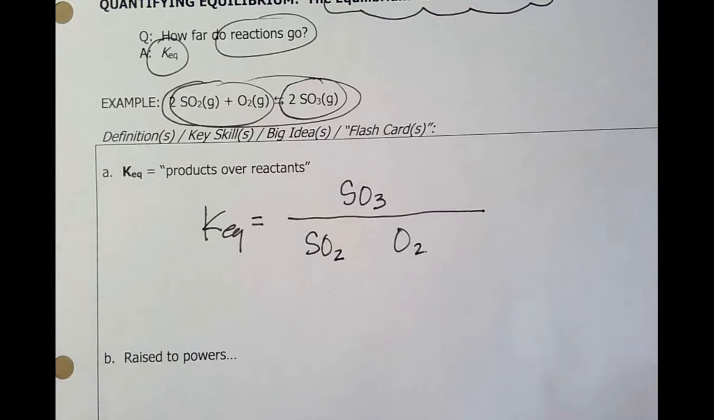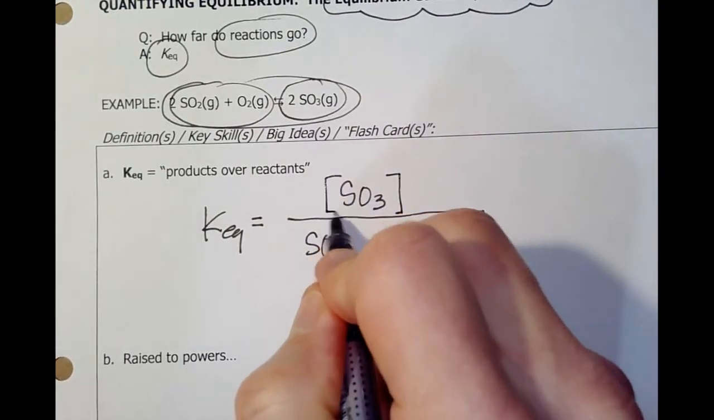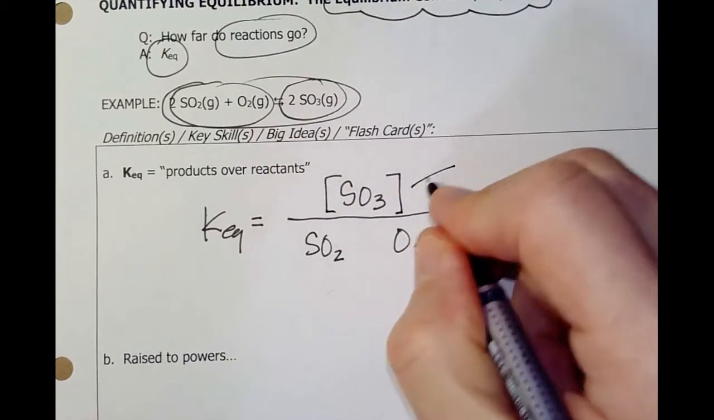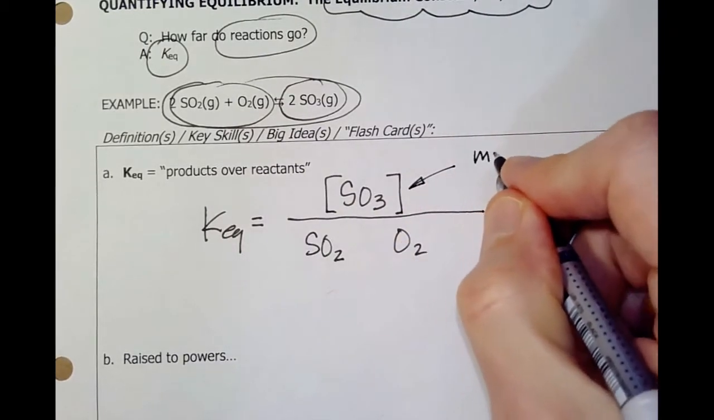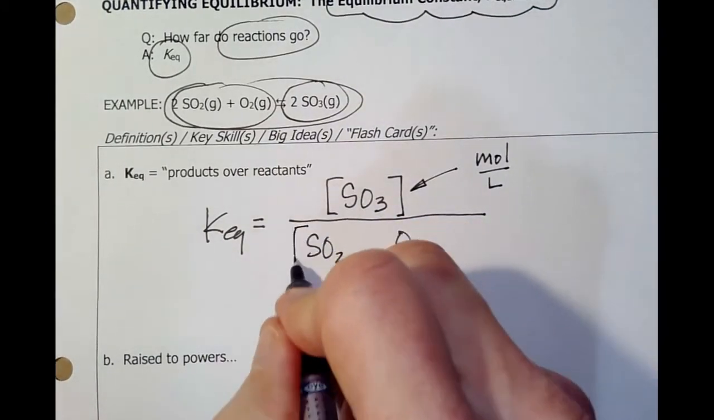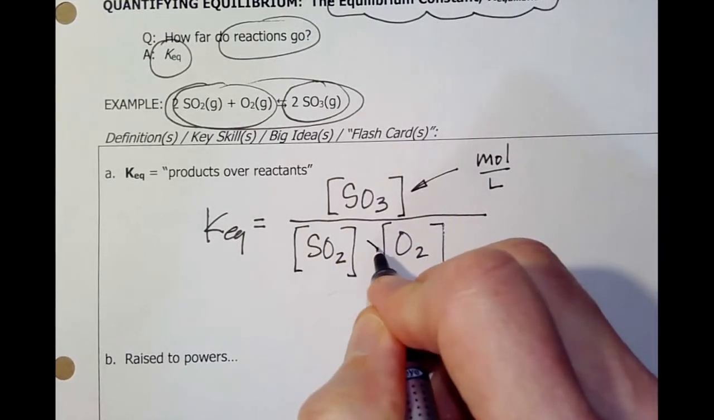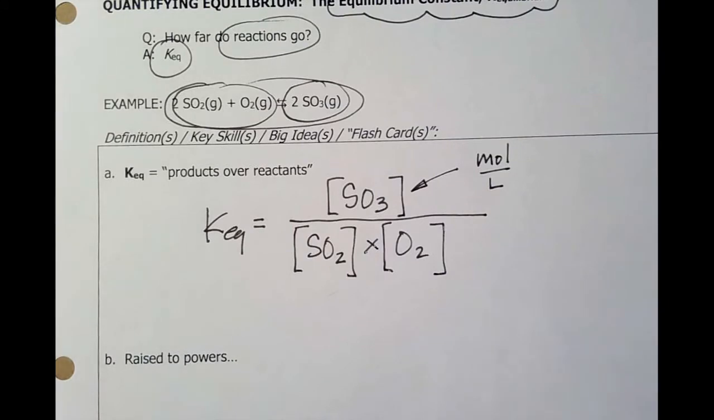Now, I want the concentrations of those. I'm going to use this bracket. That just means a concentration, that's moles per liter. So how many moles per liter of SO3? And we can do the same thing for the reactants. And it's the product. So the mnemonic is products over reactants. What's the ratio of the product concentrations to the reactant concentrations?